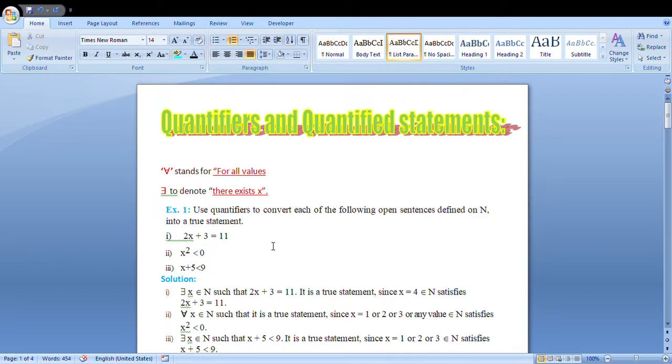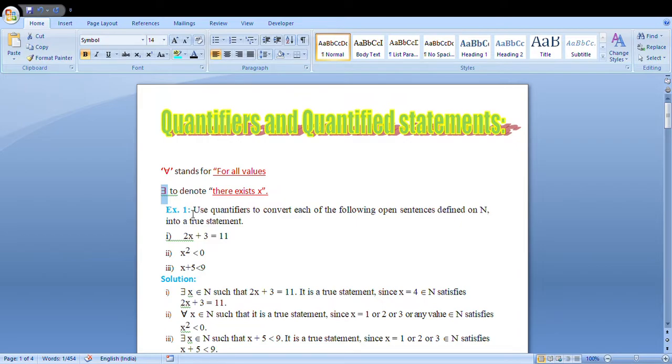There are two types of quantifiers. This is called for all and this is there exists. So first, the meaning of these two quantifiers. If all the values of x satisfy the given statement, then we use this symbol, that is for all. If there are some x that satisfy the given statement, then we use the there exists symbol.